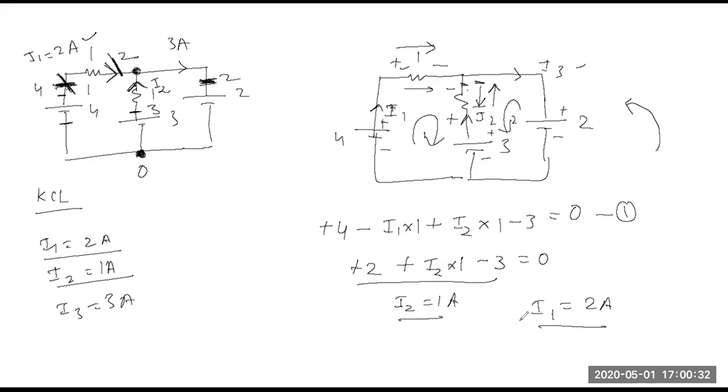Now what's the current here? It will be I1 plus I2. There is no other way, right? There is no resistance, so you cannot apply Ohm's law. Only KCL is the way out, right? So if I ask you what is I3? 3. Easy, right? So basically what I wanted to show you was that you can apply KCL or KVL, whatever suits you. Both will give you the answer provided you're applying them correctly. That's it.